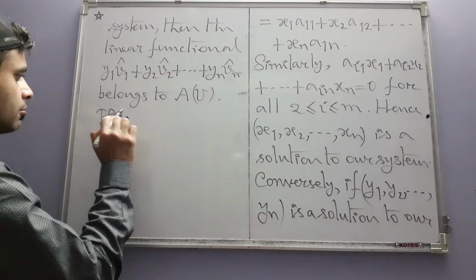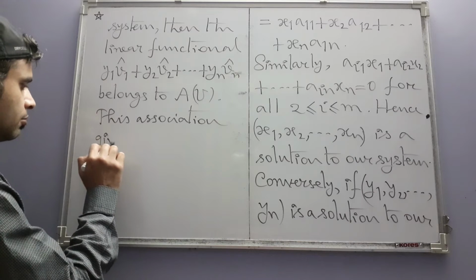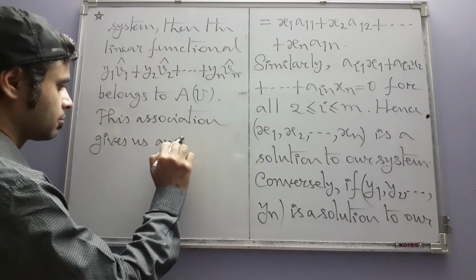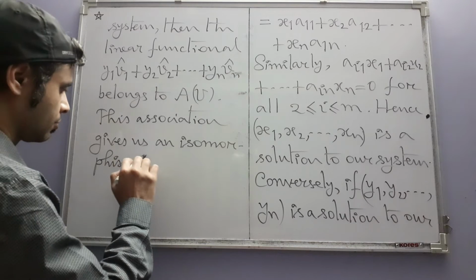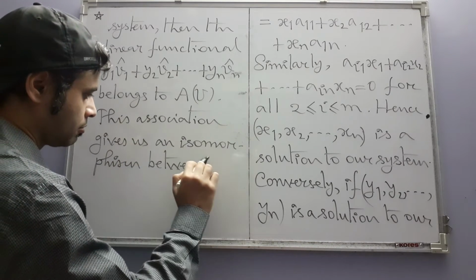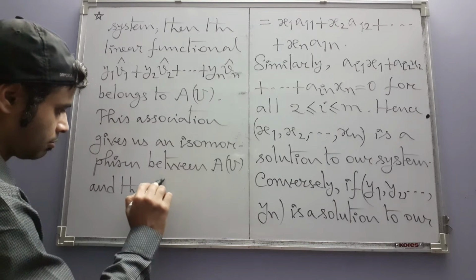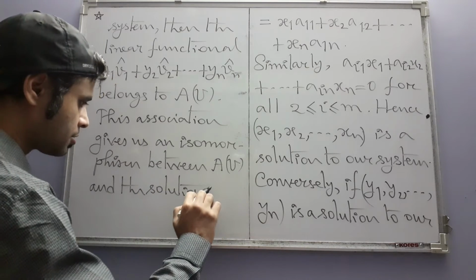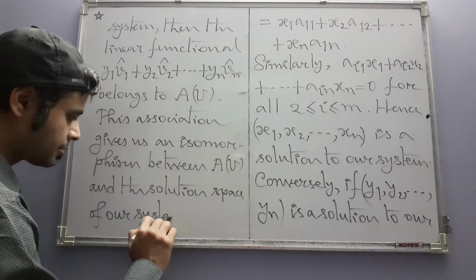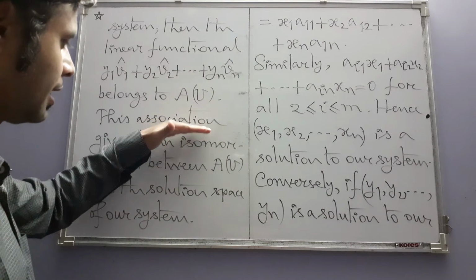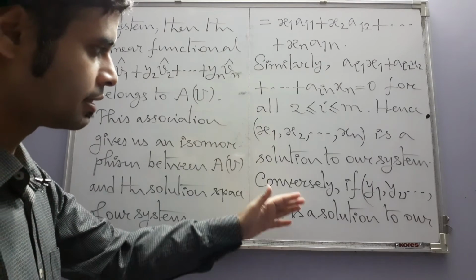This association gives us an isomorphism between A of u and the solution space of our system. This last sentence is in fact something that I have written, or what the author is saying, but you need to actually verify this. We have just simply shown that there is such an association.